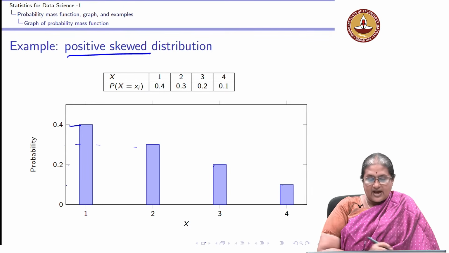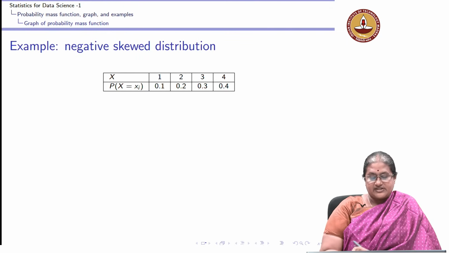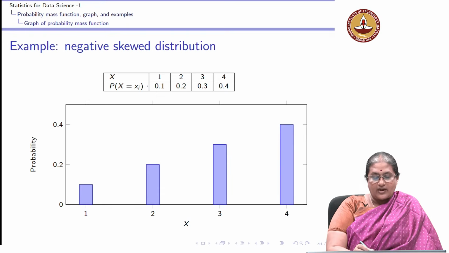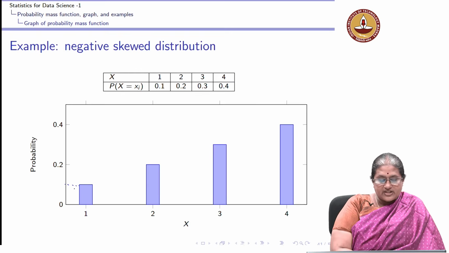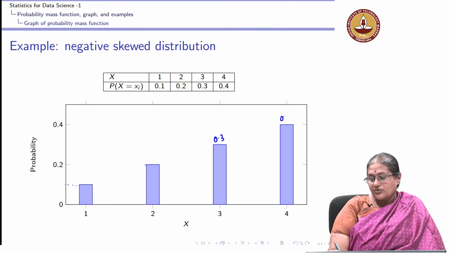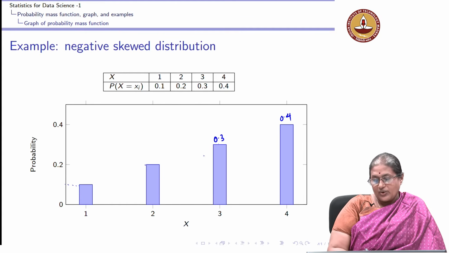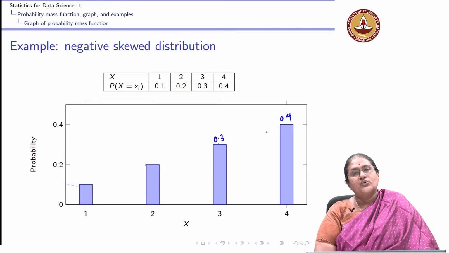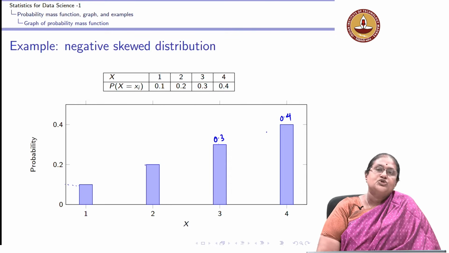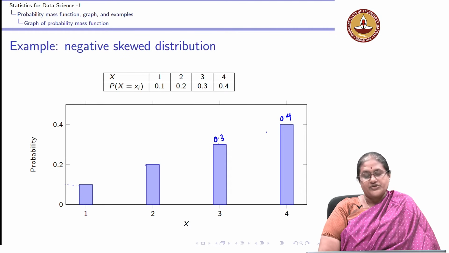Now, if you look at the other example, for example, here my probability x equal to 1 is a 0.1, x equal to 2 is a 0.2, x equal to 3 is a 0.3, and x equal to 4 is a 0.4. You have what we refer to as a negative skewed distribution.